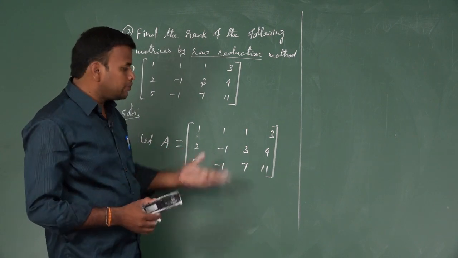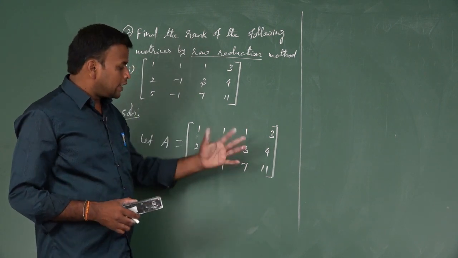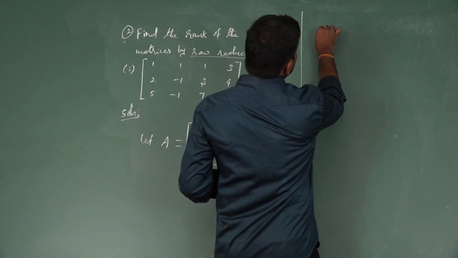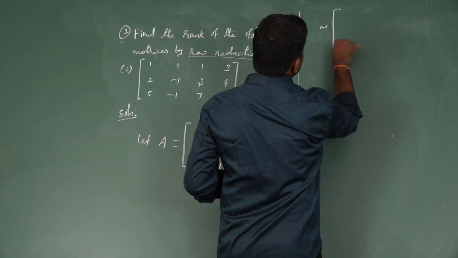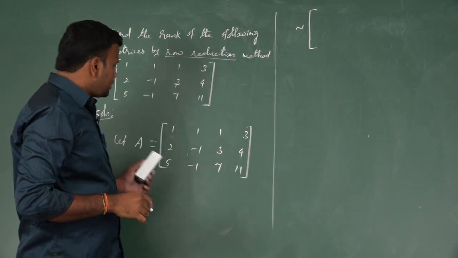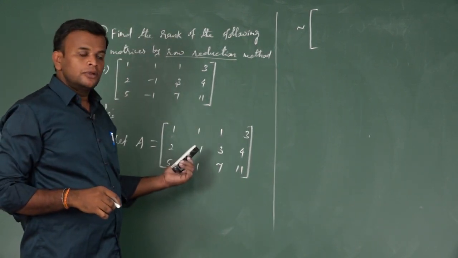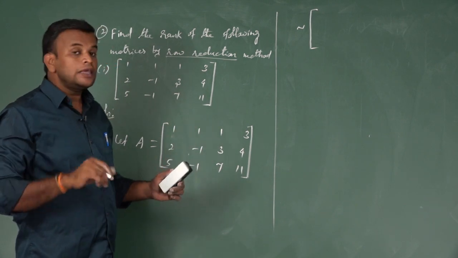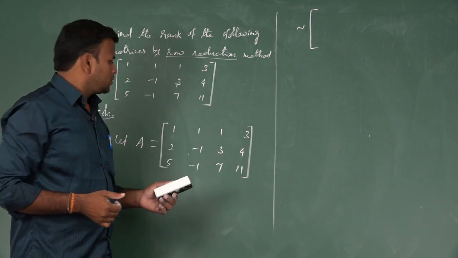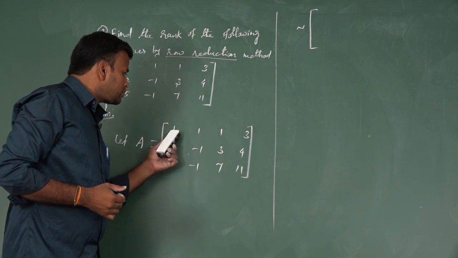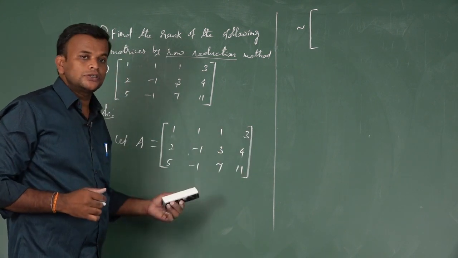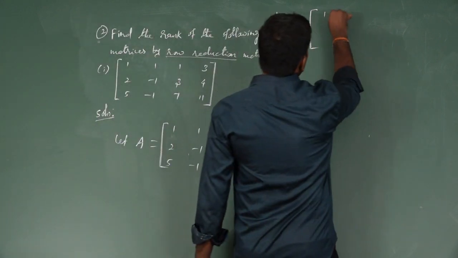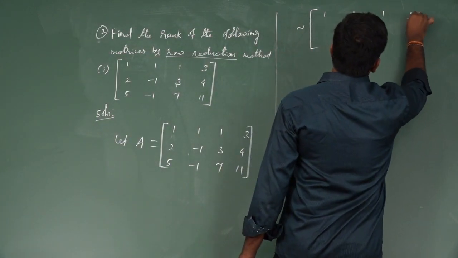So we do some operations. We interchange the elements, but the order cannot be changed. So the resulting matrix is called an equivalent matrix. Because all the elements are changed now, but the order cannot be changed, therefore we say it is an equivalent matrix. So the first row I don't change, because the number 1 is non-zero. So I write the first row as it is: 1, 1, 1, 3.